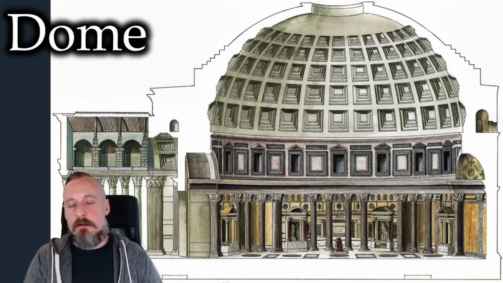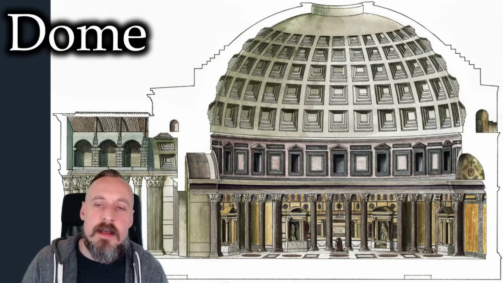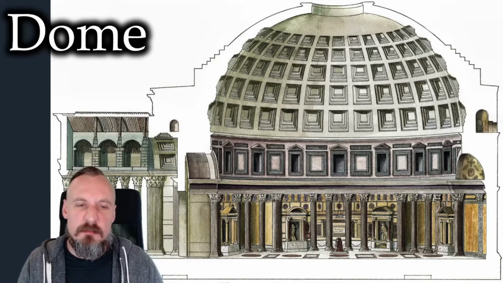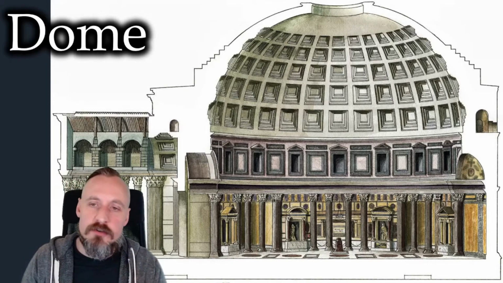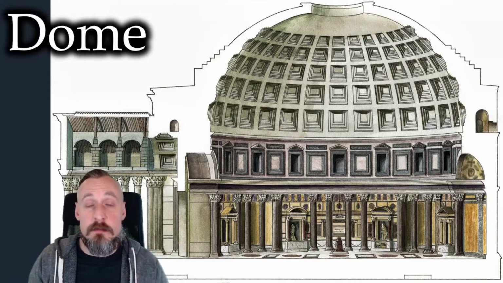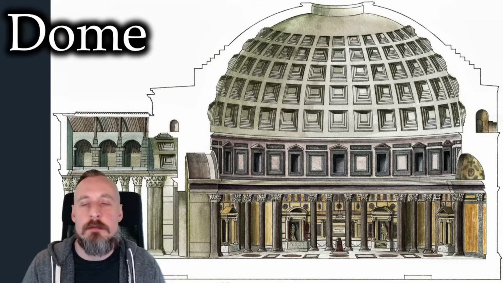And of course, the final type of vault that we're going to talk about is a dome. And the largest and maybe the only or one of the few remaining domes is the Pantheon. But think about the dome as an arch that you have rotated 360 degrees about its center point, so that you have a perfectly round arch shape all the way around.